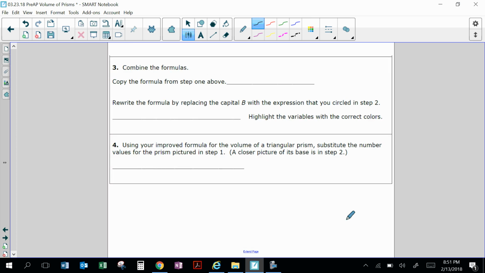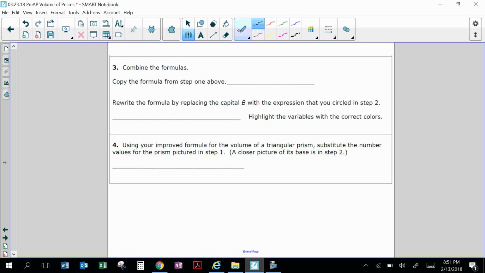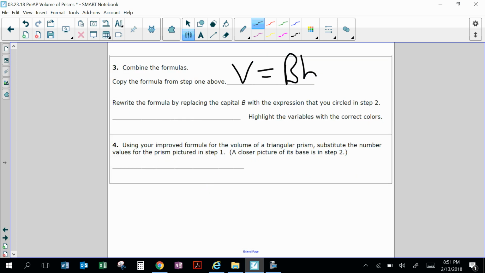Number 3, combine the formula. Copy the formula from step 1 above. Step 1 was V equal capital B H. Rewrite the formula replacing the capital B with the expression you circled in step 2. Step 2, I circled half BH. So V equal half BH times the height.